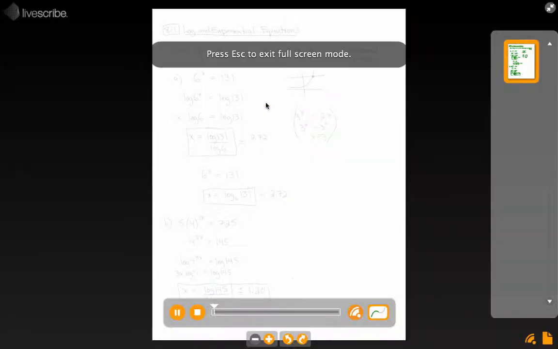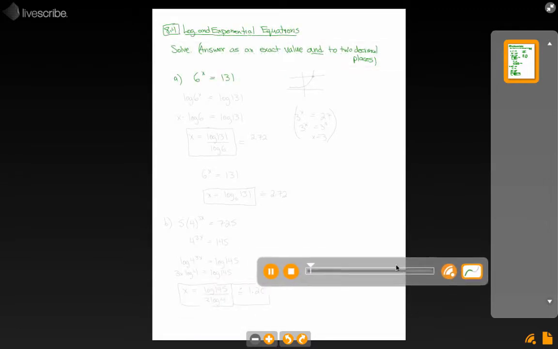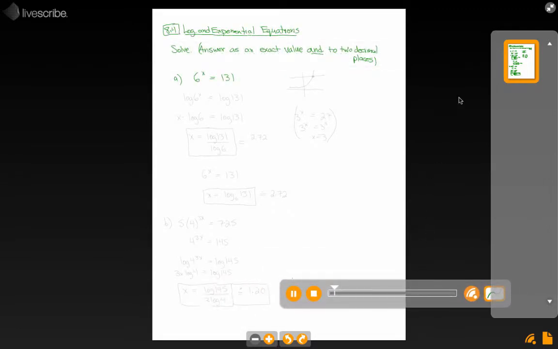This example comes out of section 8.4, logarithmic and exponential equations. In this question we're asked to solve, and we are asked to answer as an exact value and to 2 decimal places, which means that we kind of need to do this algebraically.